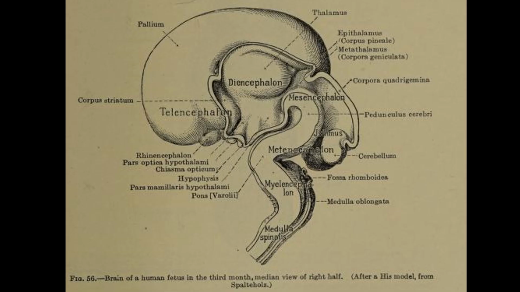This drawing is from the same book. It corresponds to a 3-month-old fetus. You can see the diencephalon, thalamus, pars optica hypothalami, now just called hypothalamus, pars mammillaris hypothalami, that corresponds to the subthalamus, and the hypothalamic sulcus.